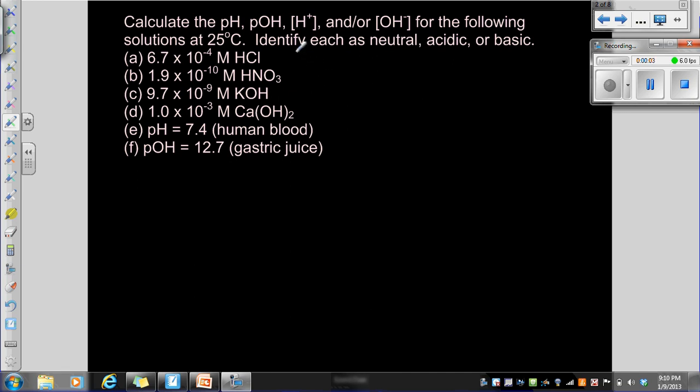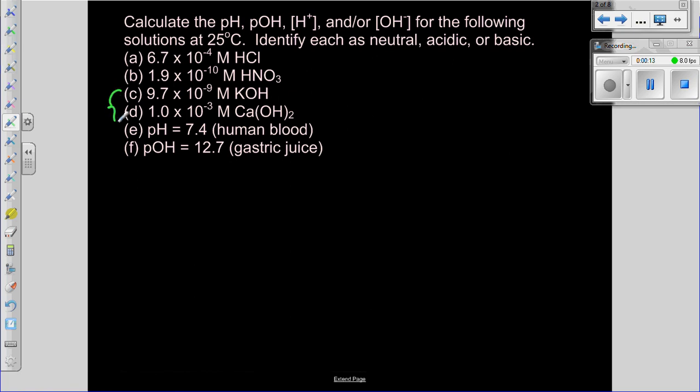Okay, this video is going to show you how to calculate pH, pOH, hydrogen ion concentration, or hydroxide ion concentration if you are starting with a base. So that's what C and D are. So I'm going to start with C first.